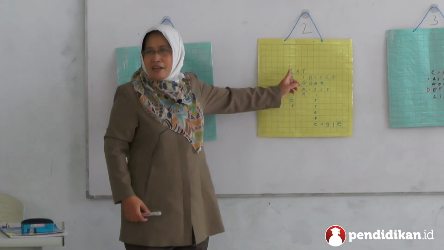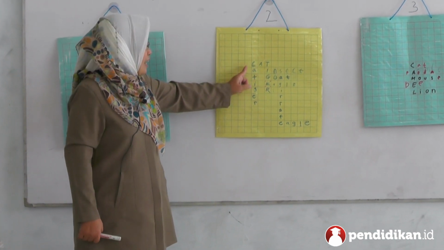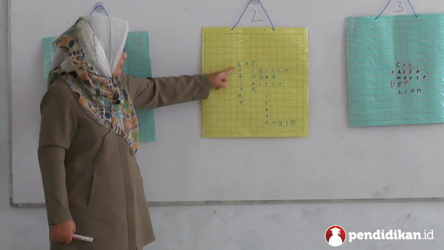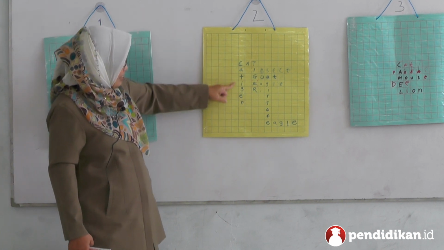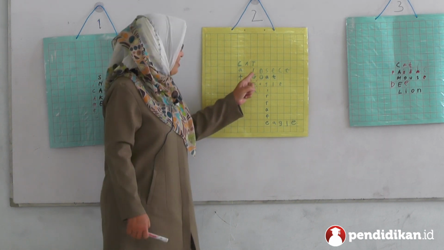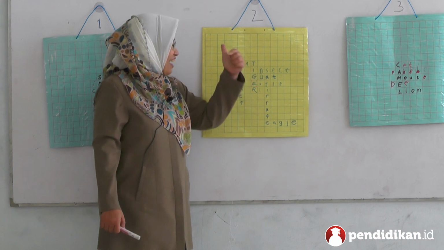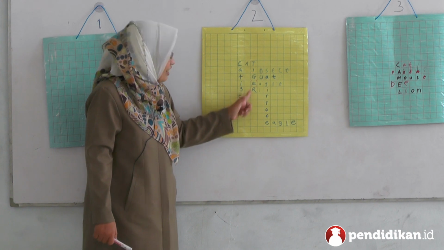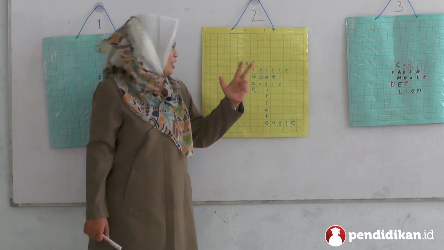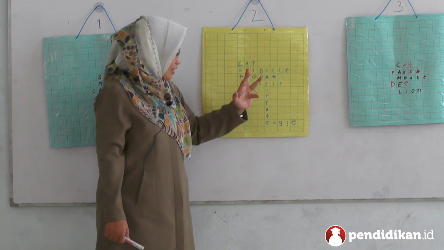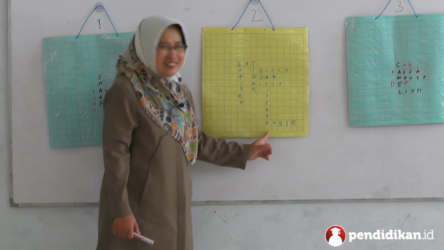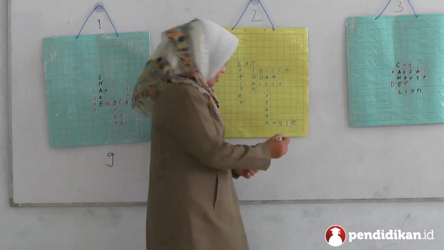Now group 2. How many words can you write? Cat. And then what is it? Cat tiger, can you say cat tiger? No. And then what words that you write? Cat, tiger, and then insect, then goat, yes, and then eagle, giraffe, eagle again. So you write 6 words.